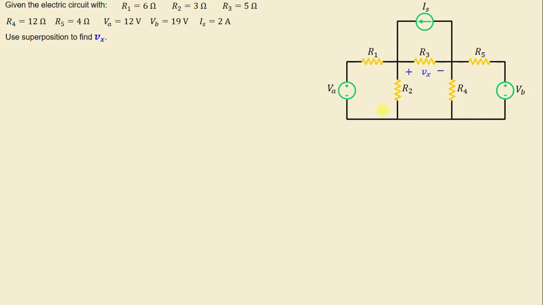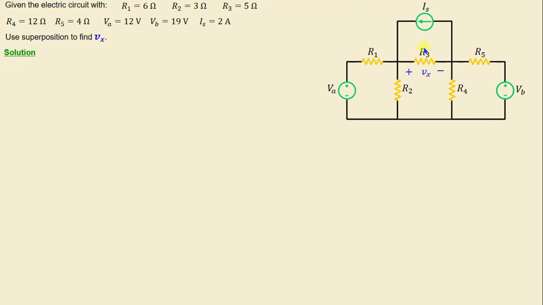Let's consider this network consisting of 5 resistors labeled R1 through R5 as well as 3 independent sources. The question now is to use superposition method to find the voltage Vx across the resistor R3. Let's move on to the solution.